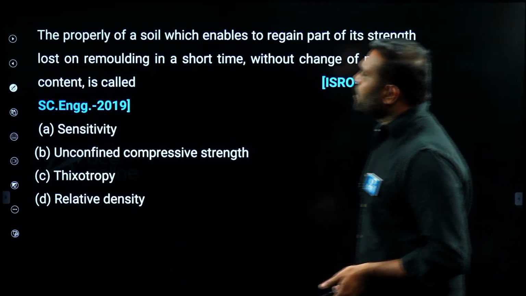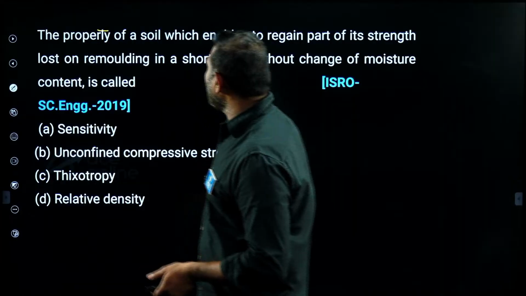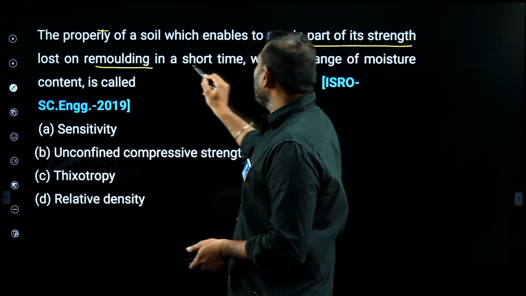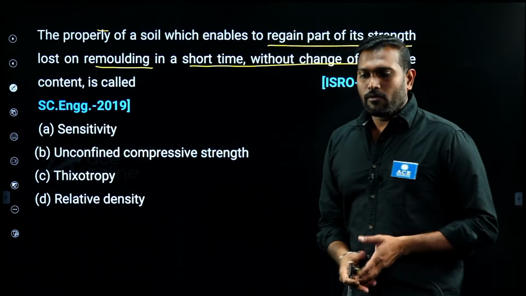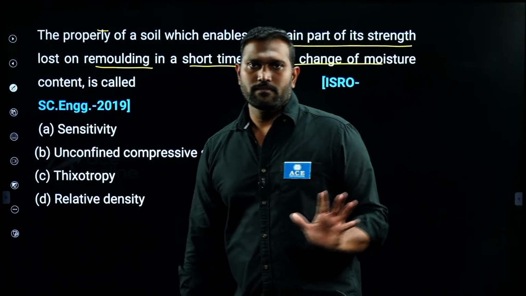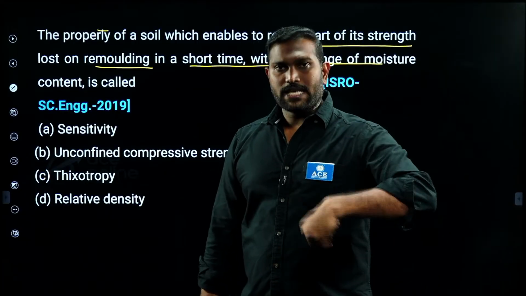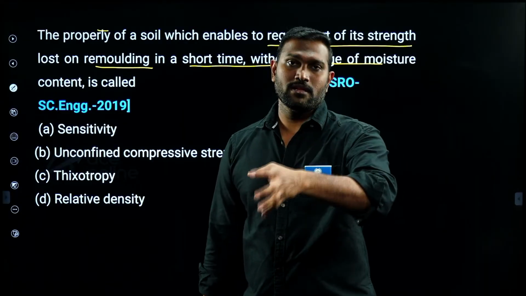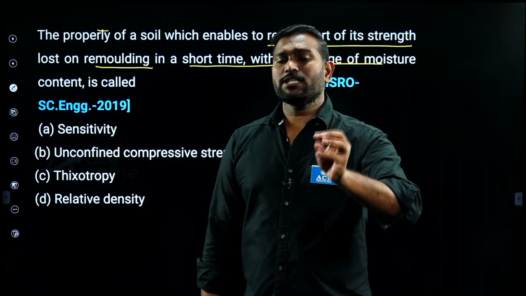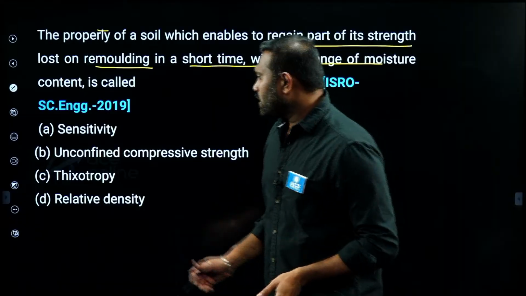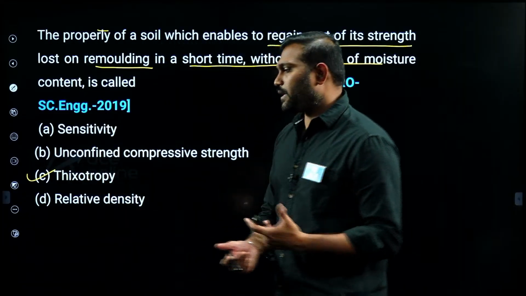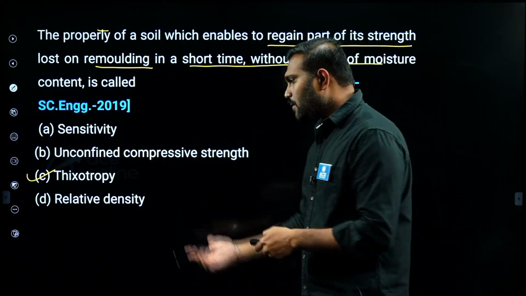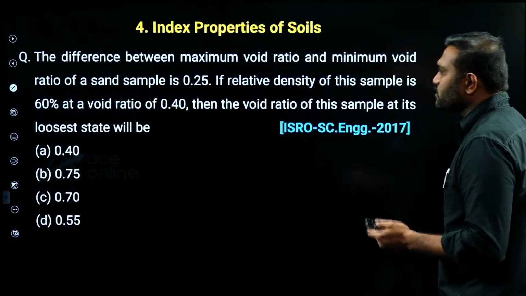Next. Now, the property of a soil which enables it to regain part of its strength lost on remolding in a short time without change of moisture. When you disturb soil it loses its strength, and if you leave it and don't touch it with respect to time, it starts to regain some of its strength. This happens only in the case of clay, and this property we call thixotropy. So thixotropy is a property of a soil to regain some amount of the lost strength with time. Next.